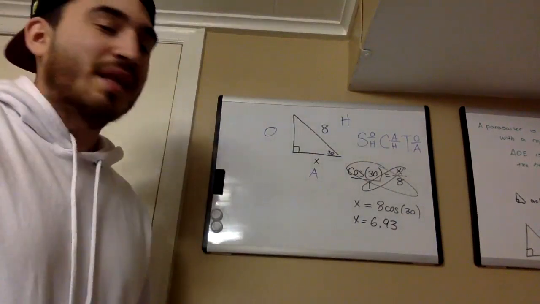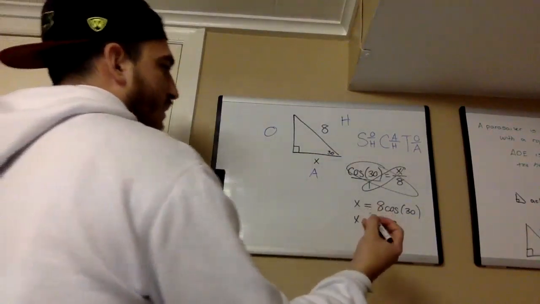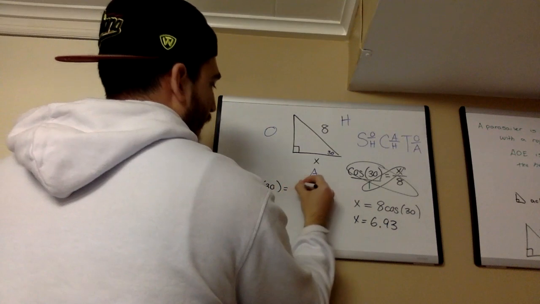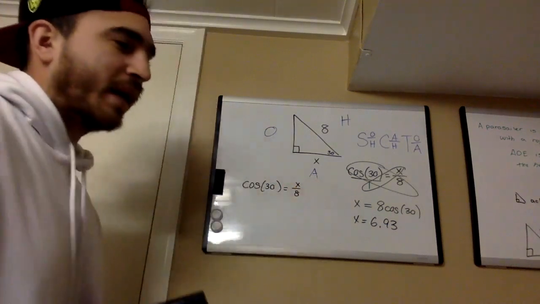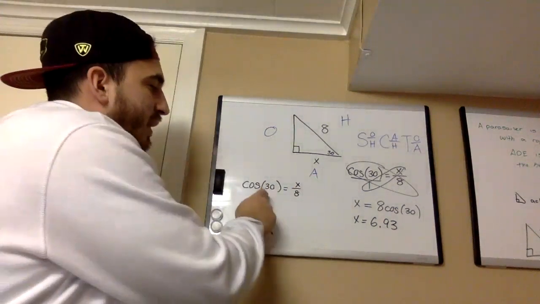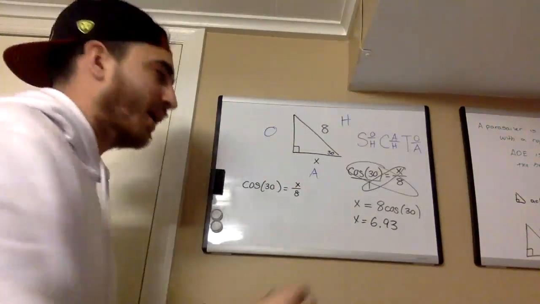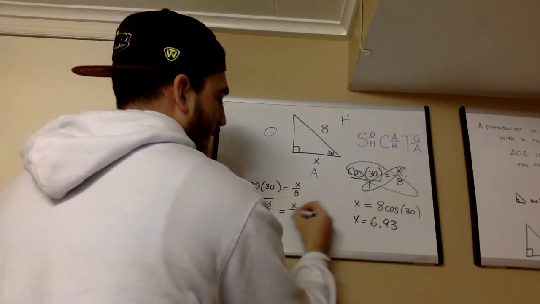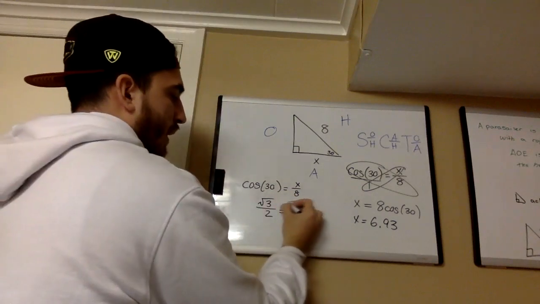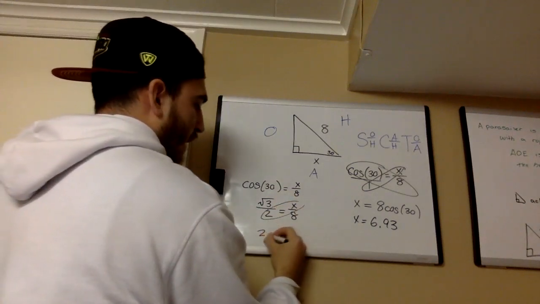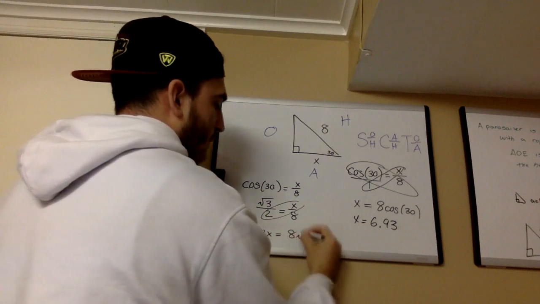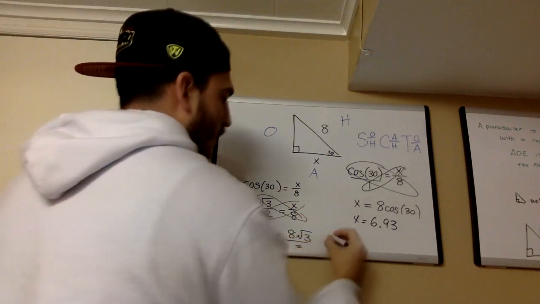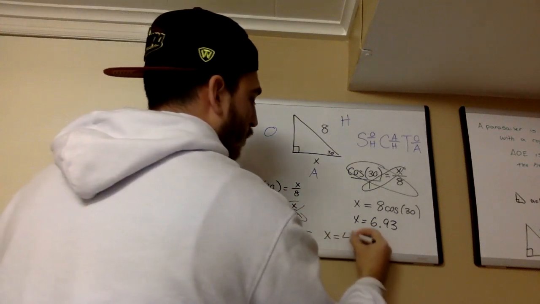So if I ask you to do it the exact value way, I'm going to redo it. It's going to be the same exact thing. Cosine of 30 equals x over 8. So in your homework, I gave you guys a chart. It tells you the exact value of cosine of 30. The exact value is radical 3 over 2 equals x over 8. So now we're going to cross multiply. So I have 2x equals 8 radical 3. If I cross multiply this way, divide by 2 on both sides, you should be getting x is equal to 4 radical 3.